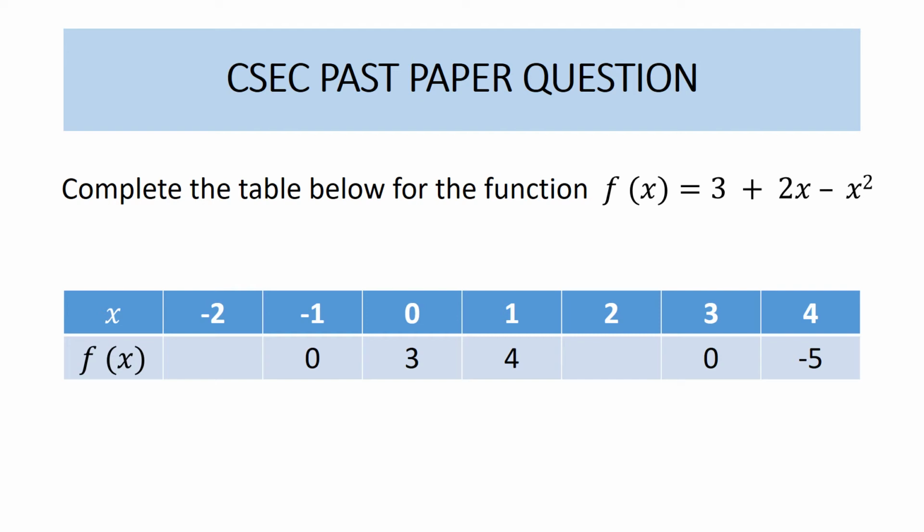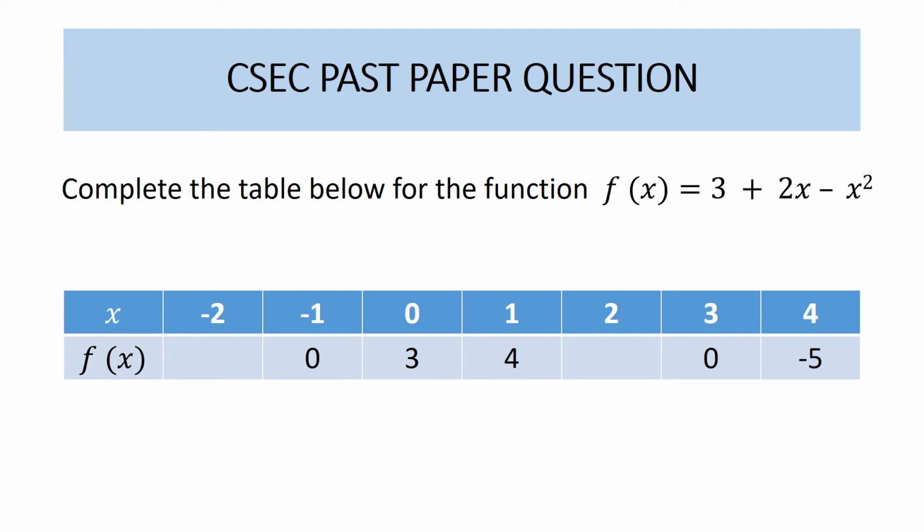Now, we were not given a range of values, so we have gone ahead and selected a range of values for x, for which we will use our function to calculate our y values. So we have chosen values for x accordingly: -2, -1, 0, 1, 2, 3, 4. f of x represents our y values. The function that we're using to generate our y values is f of x is equal to 3 plus 2x minus x squared.